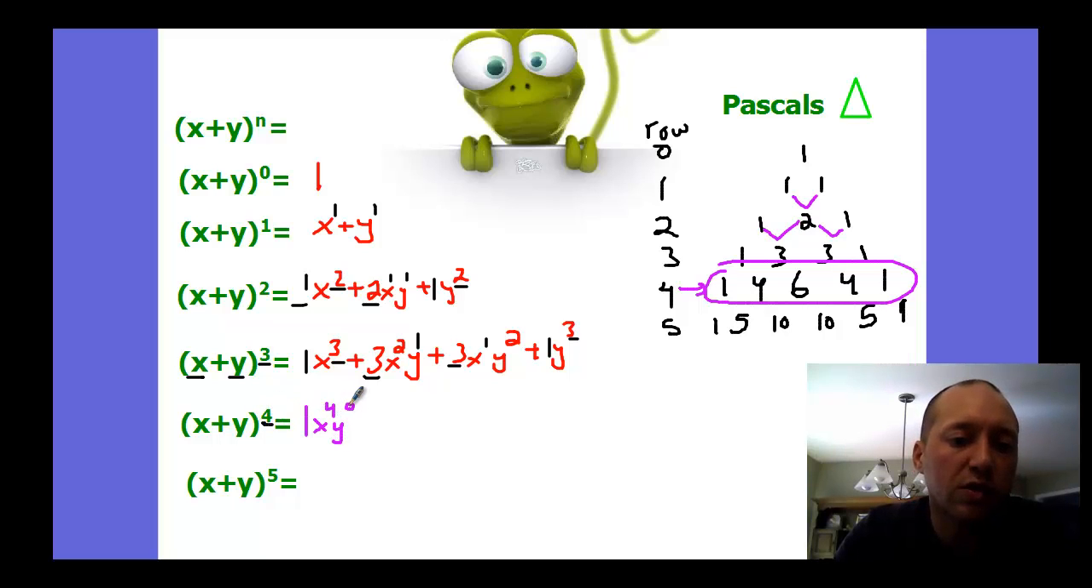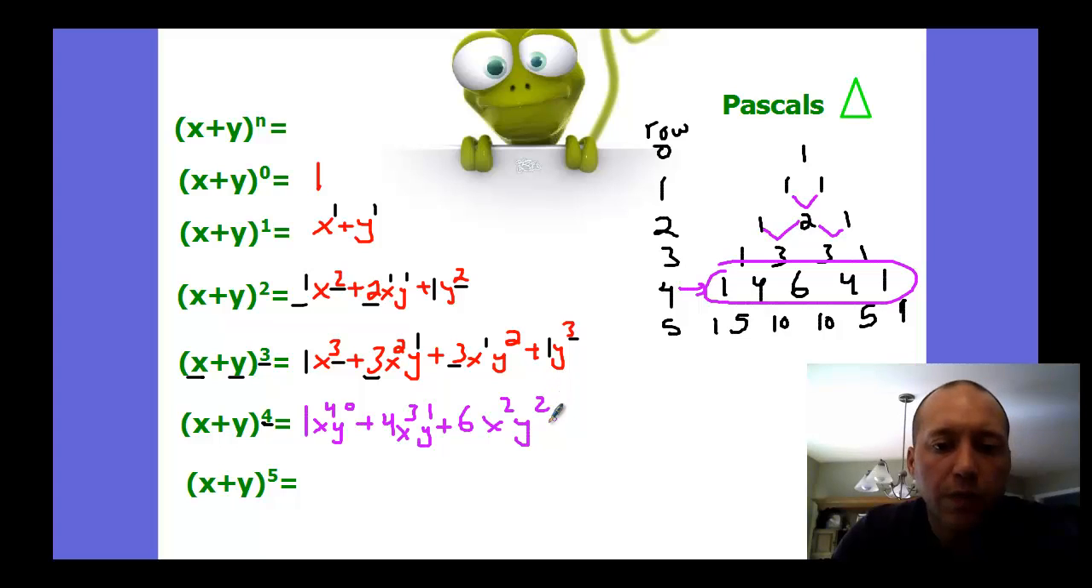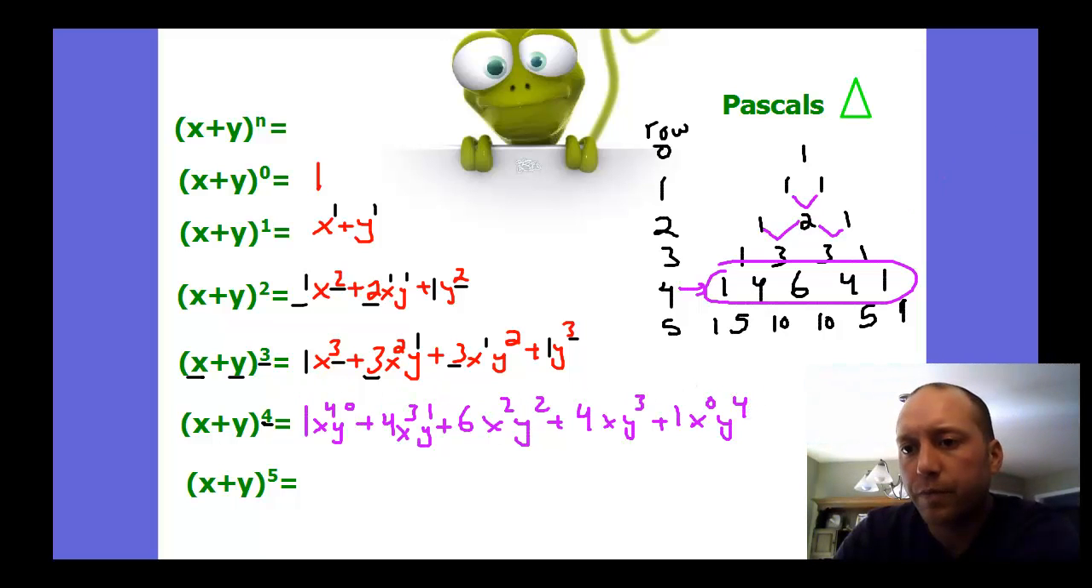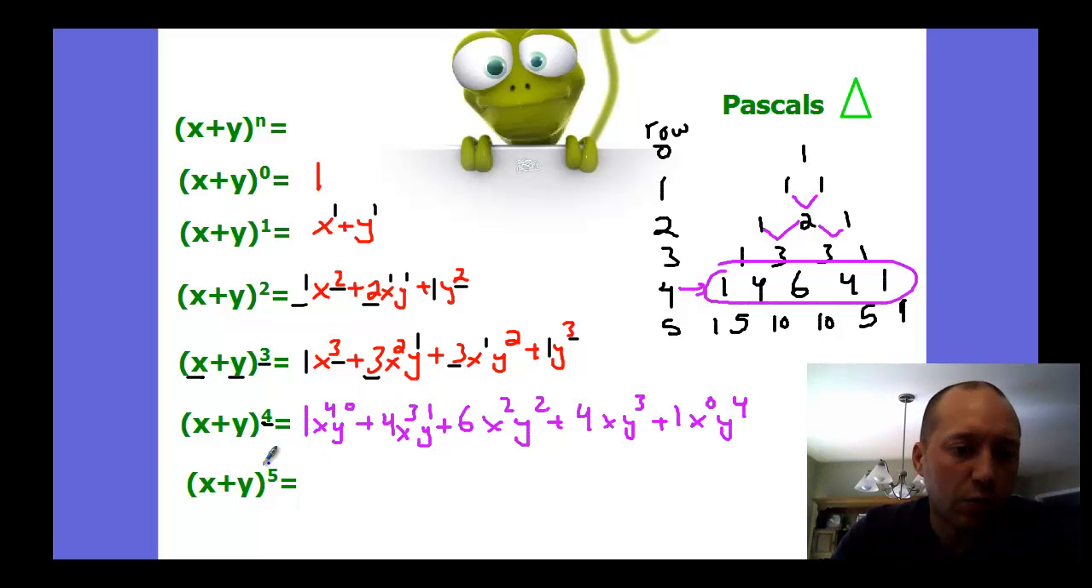And I can show you that so you see how it starts off at 0. Plus 4, our next term in Pascal's triangle, and then x decreases by 1 and y increases by 1, and then plus 6, x squared, y squared, plus 4, x, y cubed, plus 1, x to the 0, y to the 4th. And so hopefully you can see all the patterns within that one. And so the next one is x plus y to the 5th.